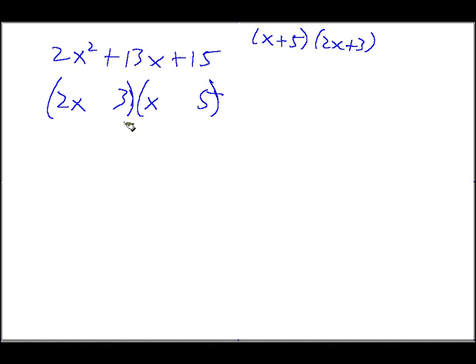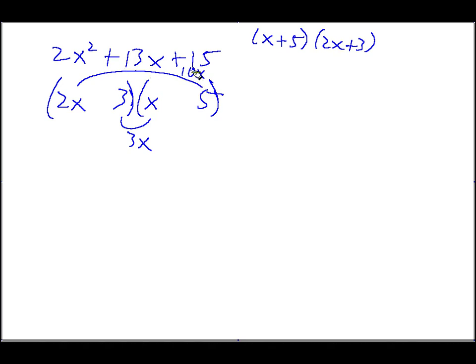How do I check that? Well, here's how I check that. The inner and the outer, for the FOIL method. Remember that? So here's my inner, 3 times x, that's 3x. How about the outer? 2x times 5. That's going to be what? 10x. Can we see that? So, therefore, I have 10x here and 3x here. Will that give me 13x? Yes, it will.